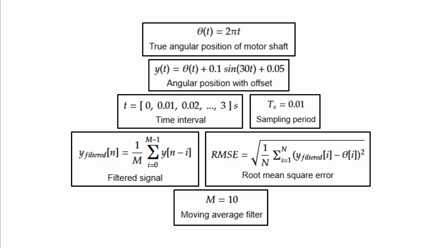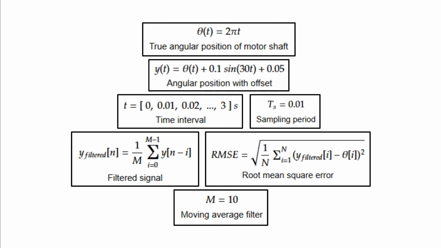So our theta of t is given at the top. That's just a linear function, 2 pi t. We have our y of t, which is that theta of t with a bit of offset there. That's the 0.1 sine of 30t plus 0.05. We have our time interval, similar to the last one, but it's 0 to 3 seconds. And we're given a sampling period that's 0.01 seconds. So we take a measurement every 0.01 seconds.